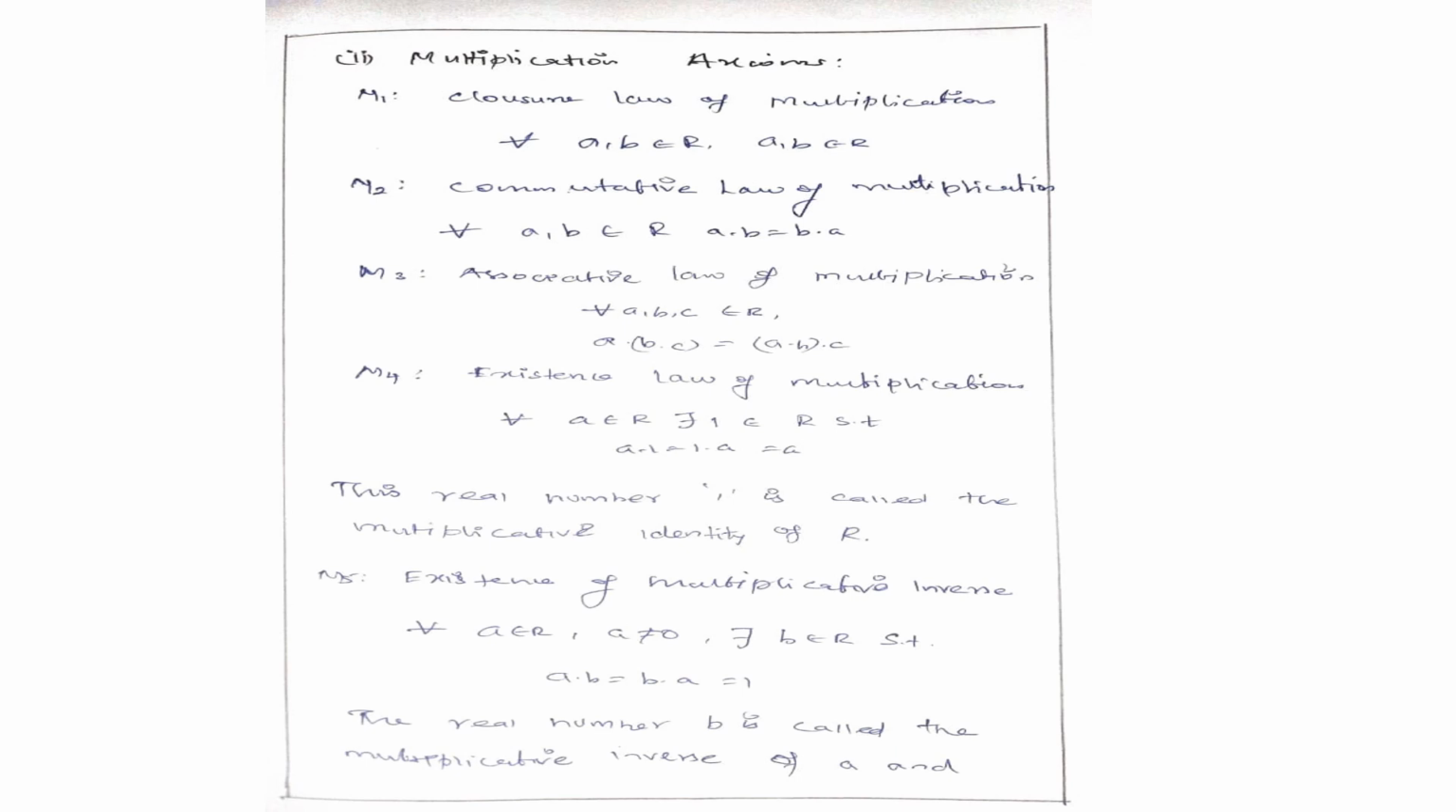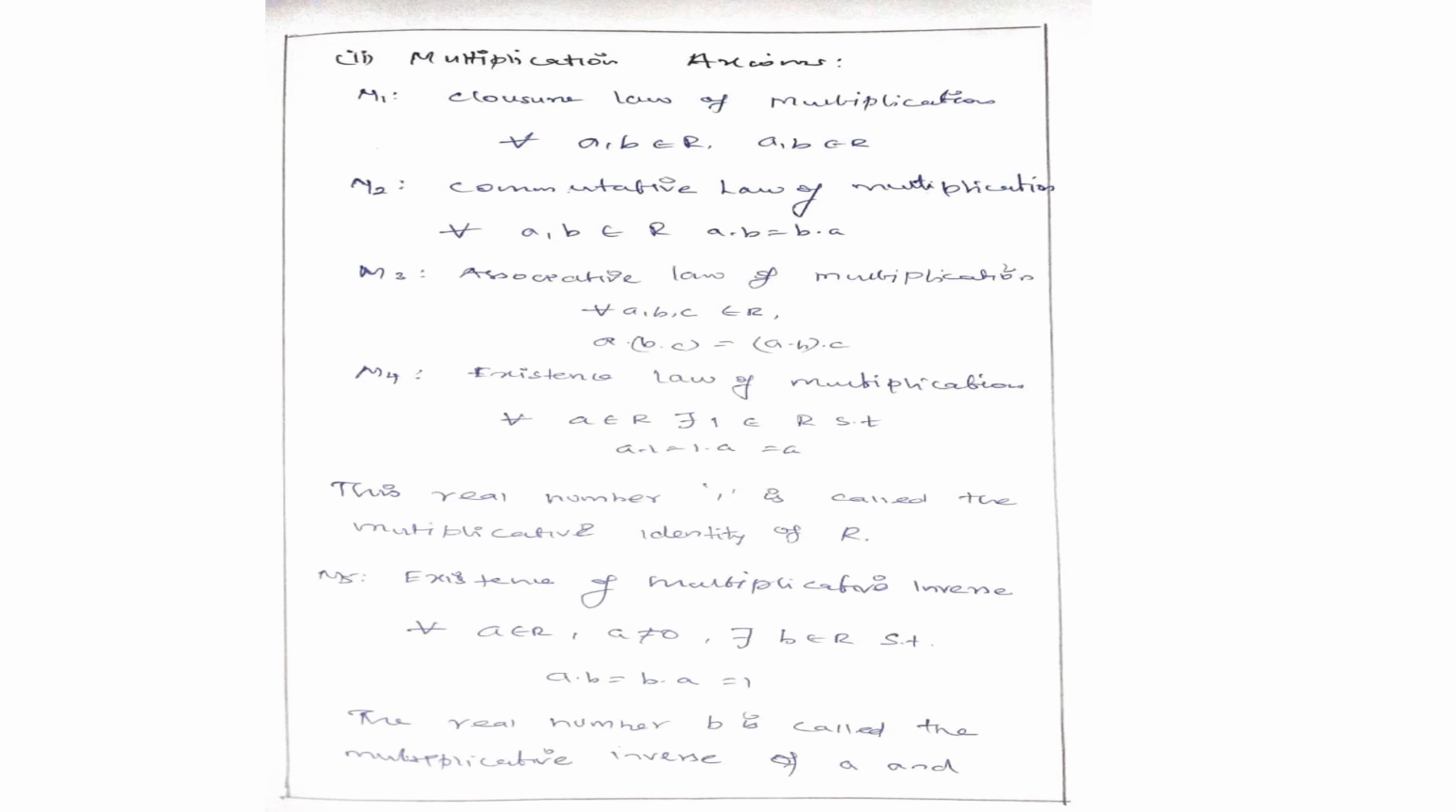Next one is the existence of multiplicative inverse. In the addition also we have seen the existence of additive inverse. In that case, if we take a, the inverse is minus a, so for addition we are subtracting: a minus a equal to 0. In the multiplication we are dividing. So for example, a into 1 by a. Here a is a real number, then the inverse is 1 by a. That is the existence of multiplicative inverse.